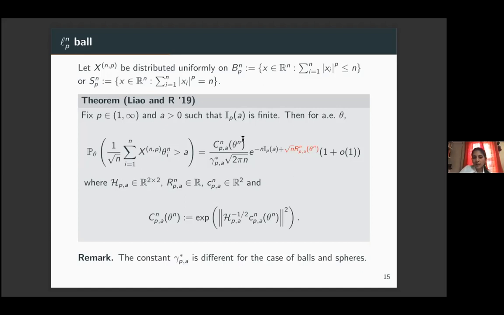I want to point out here that this C_p,a,n(theta_n) and this R_p,a,n(theta_n) are random variables, remember, because they're functions of theta n, which is chosen from a distribution. But over here, you're fixing the theta, and then they're functions of the theta, right? But you can also view them jointly as random variables, and you might want to understand what they look like. And it turns out that, like I said here, this constant gamma p looks similar in both cases, but the constants are different for balls and spheres.